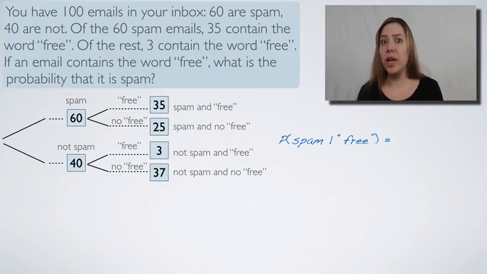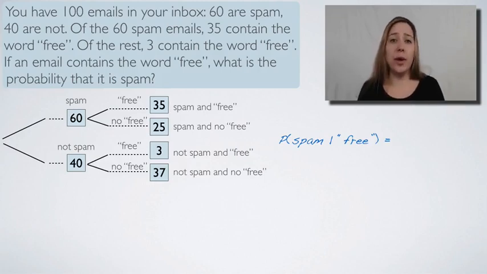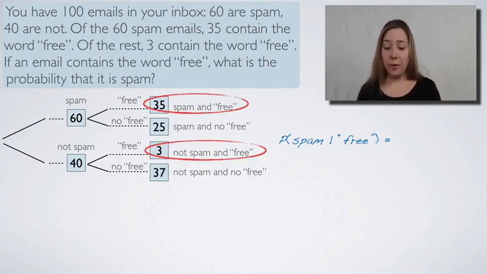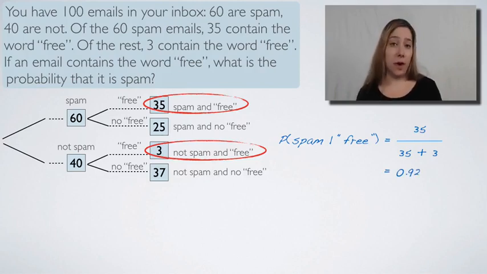Since we know the word free is in the email, we can ignore the rest of the emails. So first we want to figure out how many emails in total have the word free in them. 35 of those come from the spam folder and 3 of them come from the not spam folder, for a total of 38. And of these, only 35 are of interest to us because those are the spam emails. So 35 out of 38 gives us roughly 92%.